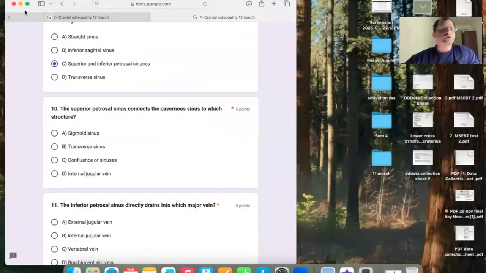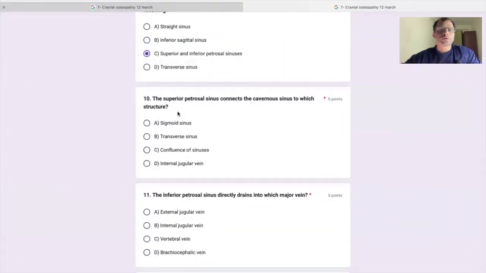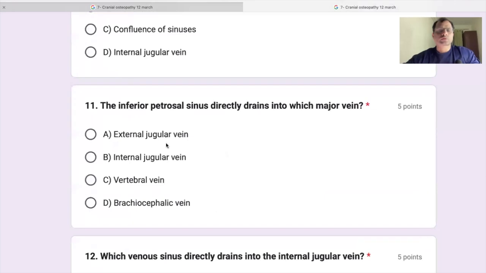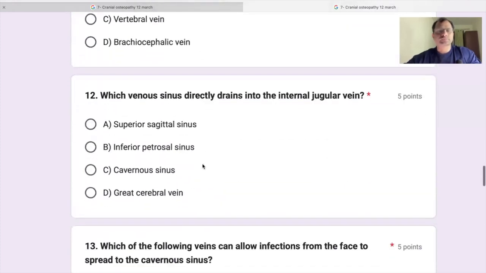So the answer will be, the superior petrosal sinus connects the cavernous sinus to which structure? The answer will be transverse sinus. Next question: the inferior petrosal sinus directly drains into which major vein? Internal jugular vein. So this is directly exiting and going into the internal jugular vein. That is the inferior petrosal sinus.